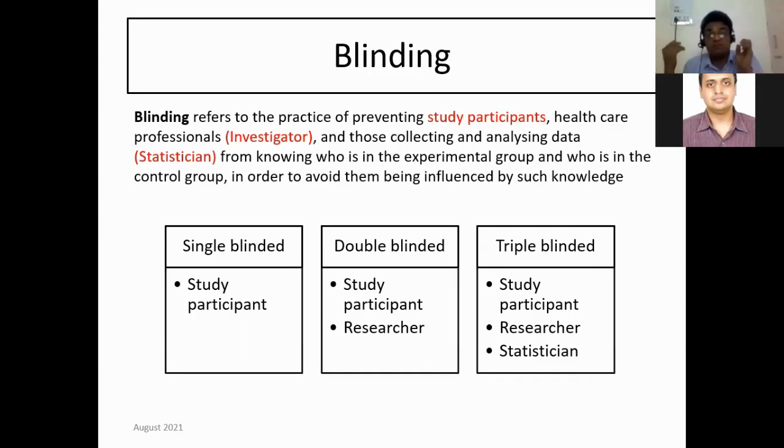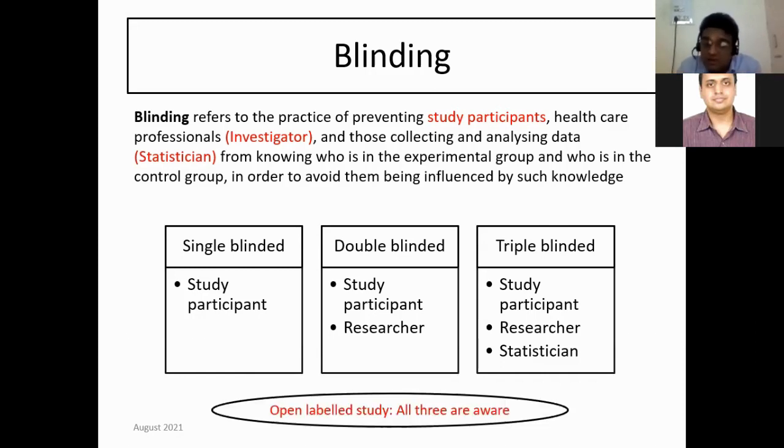But even if the statistician also, till the end, does not come to know, he just tells that treatment A is superior to treatment B, but he doesn't know which is treatment A and which is treatment B, this is called a triple blinded study. But yes, many of the times, all three are aware. This is what is called an open labeled study. Many of the times you tend to use an open labeled study.